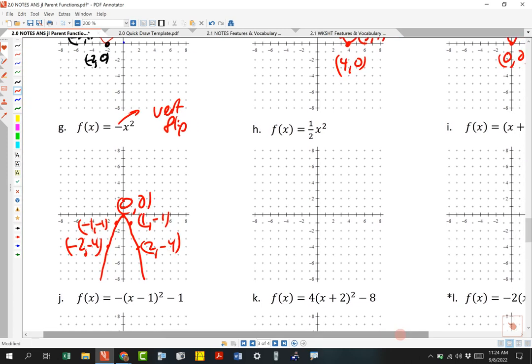Caleb, you good with that one? Got it all labeled and everything? Keely, you good with that one? Okay. Wilson, you good there?